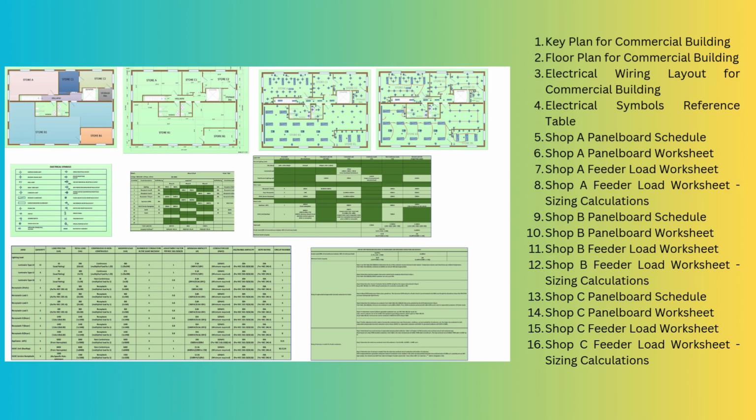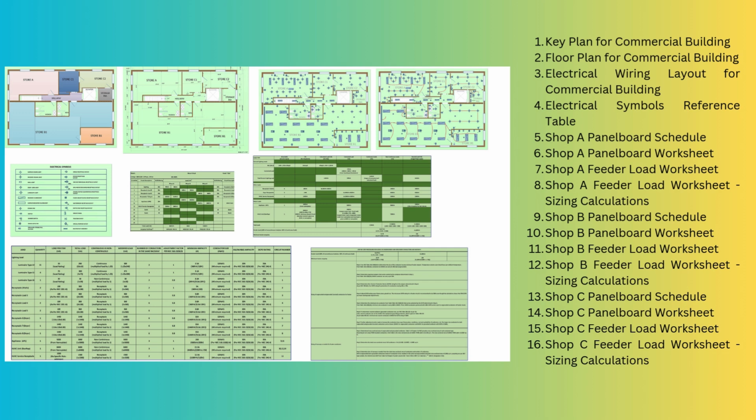Key plan for commercial building: shows the layout of stores, restrooms, a hallway, storage rooms, an elevator, and a staircase. Floor plan for commercial building: a detailed layout with dimensions for all spaces, including stores, restrooms, and utility areas. Electrical wiring layout for commercial building: details the placement of outlets, lights, switches, and wiring connections for the entire building. Electrical symbols reference table: provides a comprehensive key for interpreting electrical symbols used in design plans.